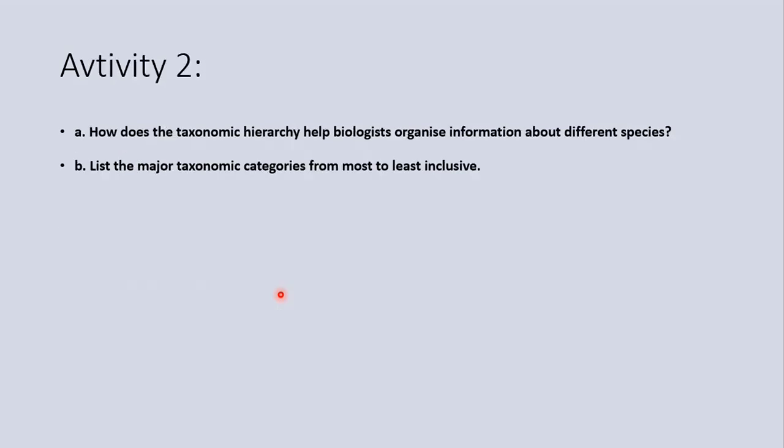Let's go to activity number 2. How does the taxonomic hierarchy help biologists organize information about different species? Number 2, list the major taxonomic categories from most to least. Let's also start with B. Our B will be our icebreaker. Again, I think this is the easiest one. Let's go. List the major taxonomic categories from most to least, inclusive.